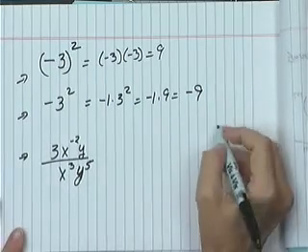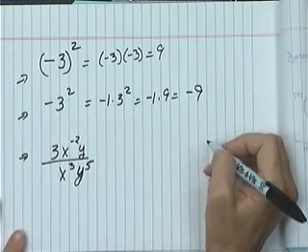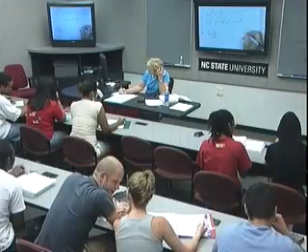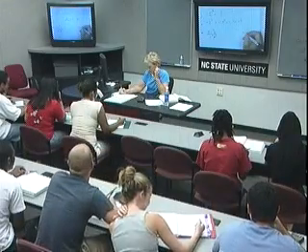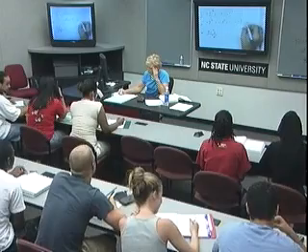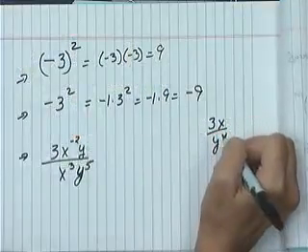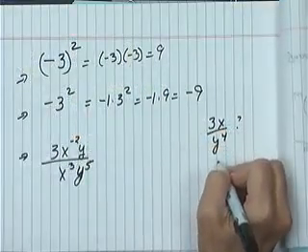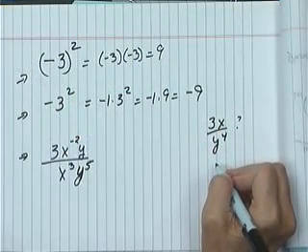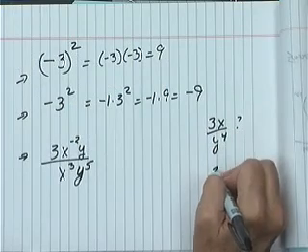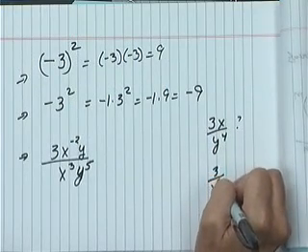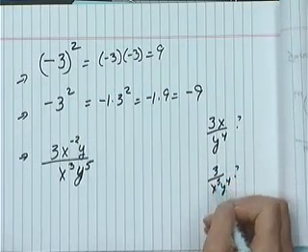Okay, let me hear a final answer. Tell your neighbor the final answer. All right, let me hear some answers. 3x over y to the 4th. Wrong? Somebody give me another one. I'm not saying that's wrong. Somebody said it was wrong, not me. What do you think? x to the 5th, y to the 4th. Okay, what's another one?